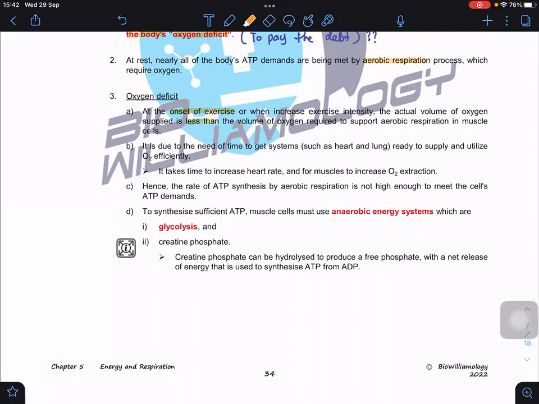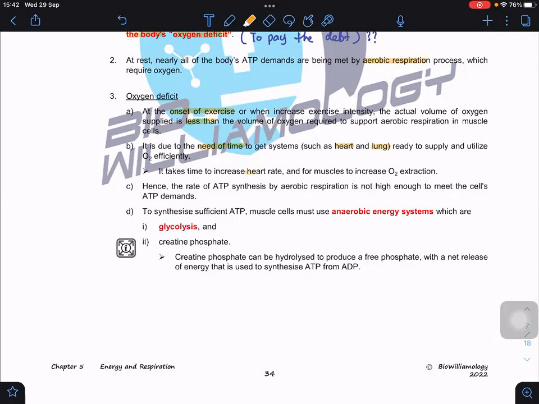Why? Because our body needs some time to adjust. For example, our heart and our lungs need to get ready to supply and utilize the O2 efficiently. Are you clear? At rest, we don't need to breathe in a lot of air, right? It would be wasted. But now we need more, so our body needs time to adjust.